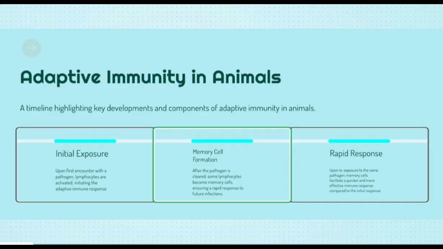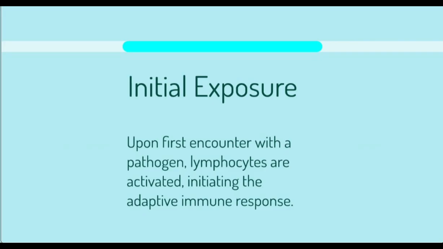Adaptive immunity is a specialized defense mechanism that develops after exposure to specific pathogens. Unlike innate immunity, it provides long-term and targeted protection through the actions of lymphocytes, or the B cells and T cells. Initial exposure. When an animal first encounters a pathogen, lymphocytes, or B and T cells, recognize unique antigens on the pathogen surface. This triggers the adaptive immune response, leading to the production of antibodies and the activation of cytotoxic cells to eliminate the invaders.